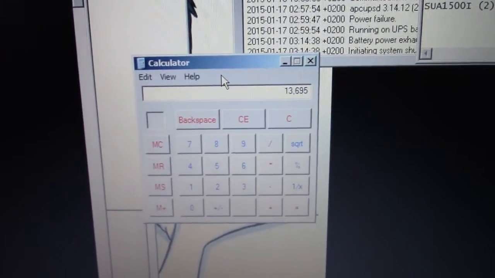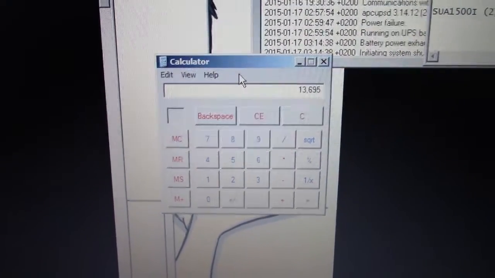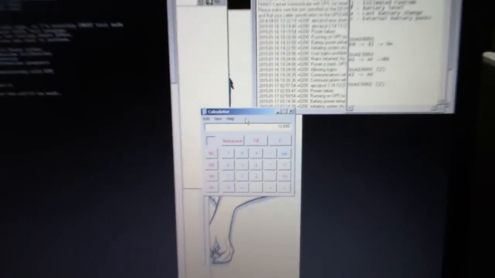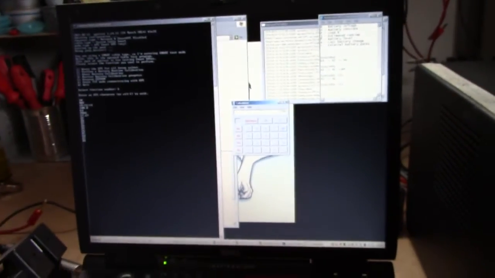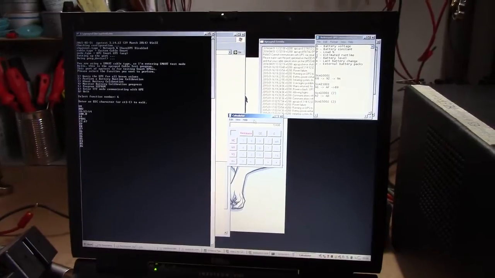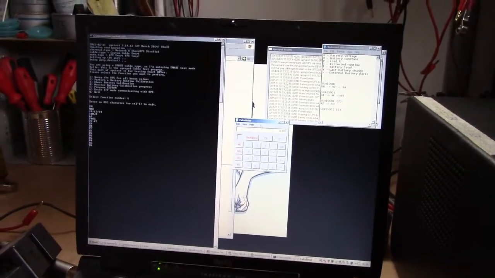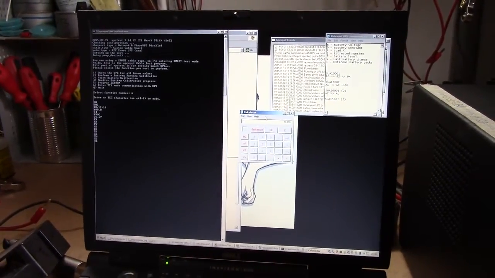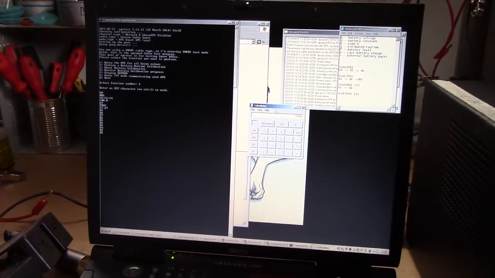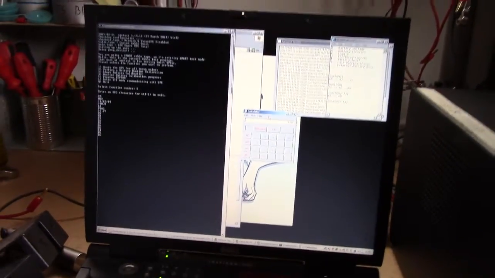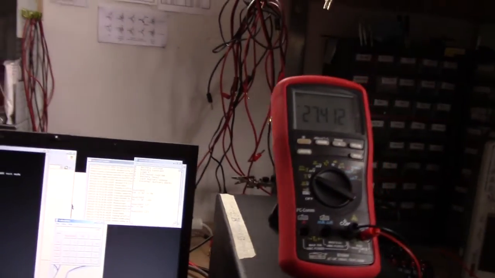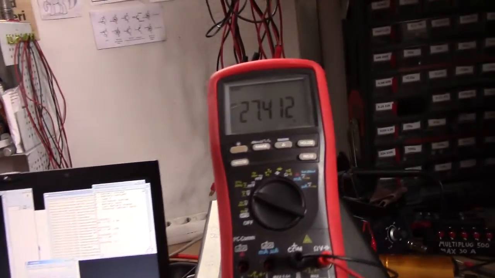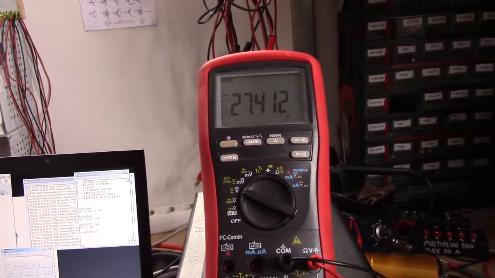It's 13.695 volts per battery, which they probably are going to be sitting at around 16 to 18 degrees Celsius, which means they should have around 13.7 volts, just a little bit more. But well, we'll just screw the temperature compensation and go with that. Okay, we're over 27.4 now.